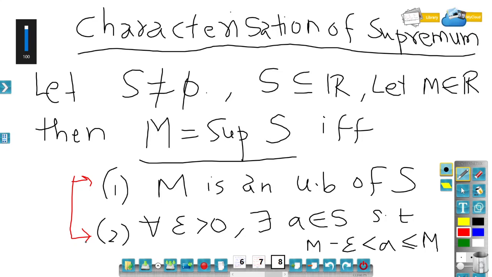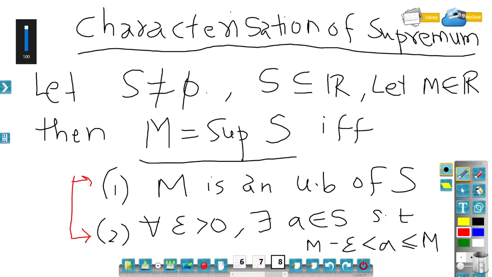When I say if and only if, that means the converse part also needs to be proved. Many times, instead of the definition, people write these two parts. Because as per the definition, when we say M is a supremum of S, M should be an upper bound of S, which is the same as the first property. And the second part in the supremum definition is, if capital K is any upper bound of S, then M is less than or equal to K. That is in plain English.